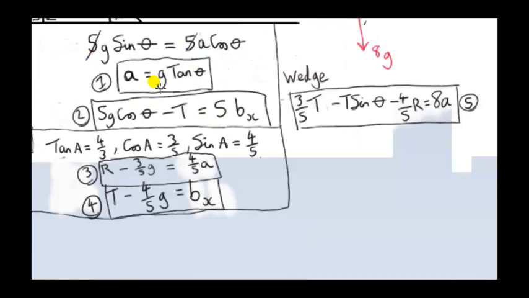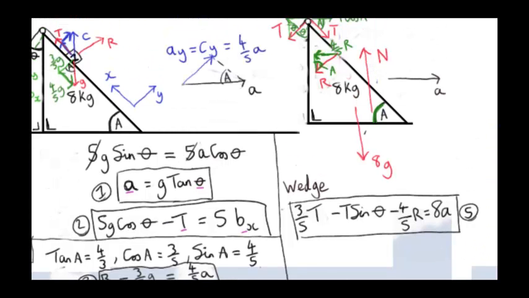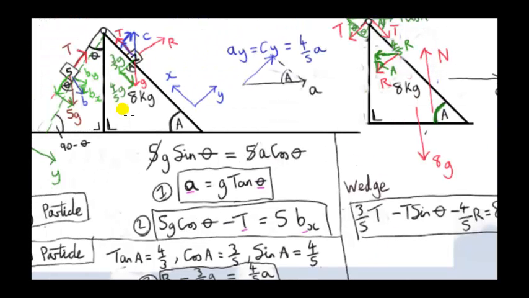Now at last we have 5 equations, and we have 5 unknowns. The 5 unknowns are A, theta, B sub x, R, and T. Now remember, B sub x was the component of the acceleration of the 5 kilogram particle parallel to this imaginary surface. It's also the acceleration of the 1 kilogram mass parallel to this surface of the wedge.